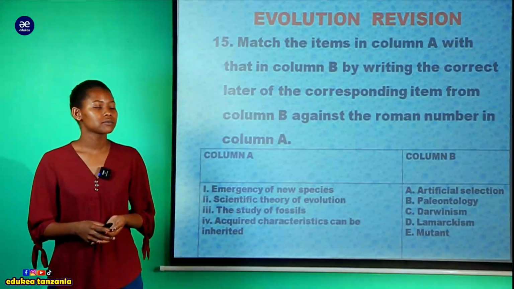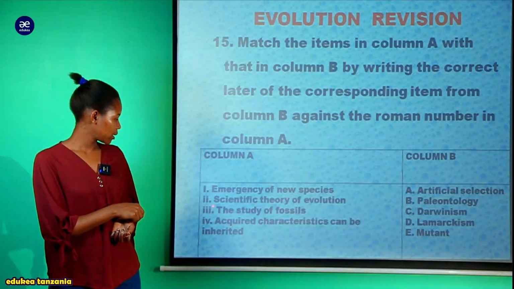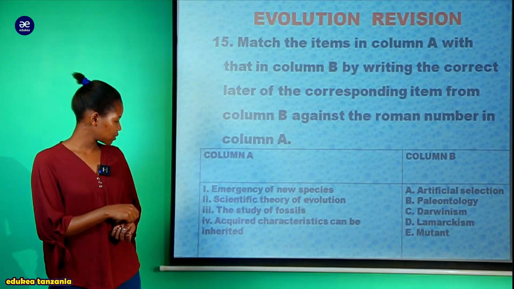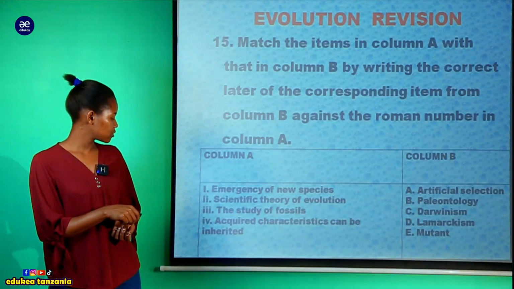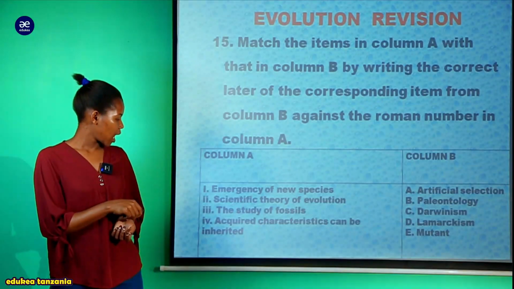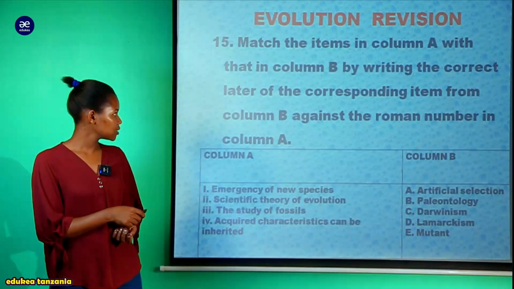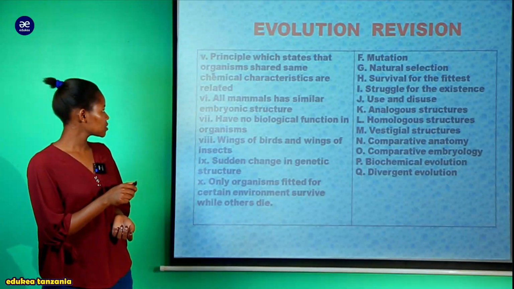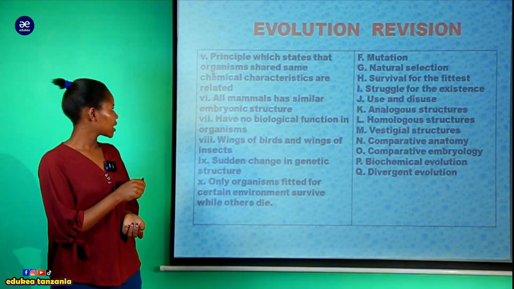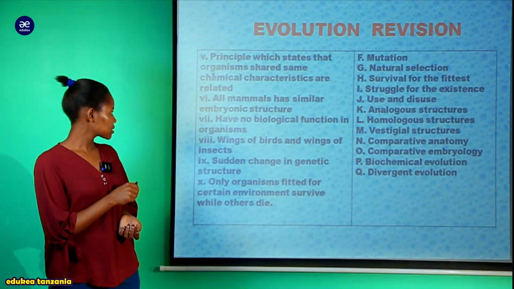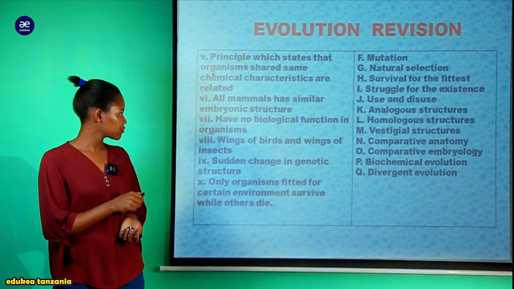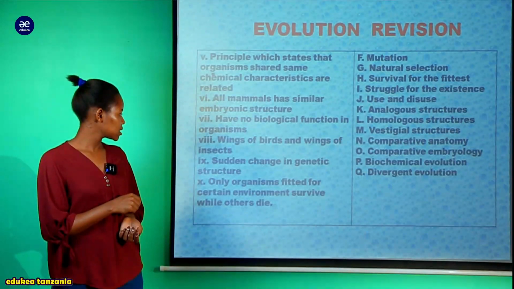As you can see here, we are starting to read on the column A. Part 1, emergence of new species. The second one is scientific theory of evolution. The third one is the study of fossils. The fourth one is acquired characteristics can be inherited. Fifth one is principles which state that organisms sharing the same chemical characteristics are related. The sixth is all mammals have similar embryonic structure. Seventh is have no biological function in organisms.